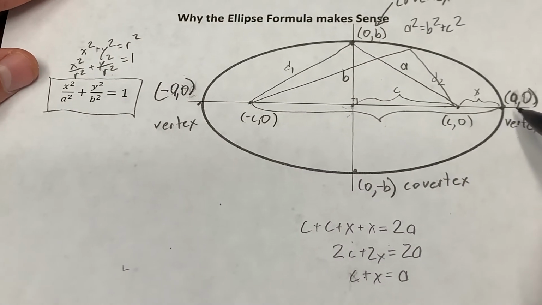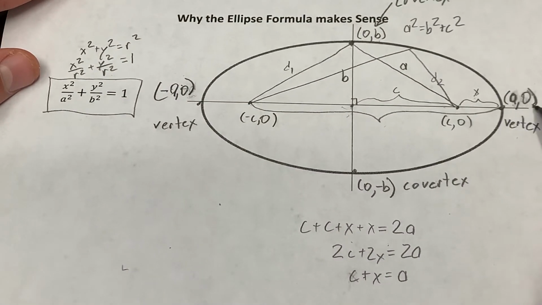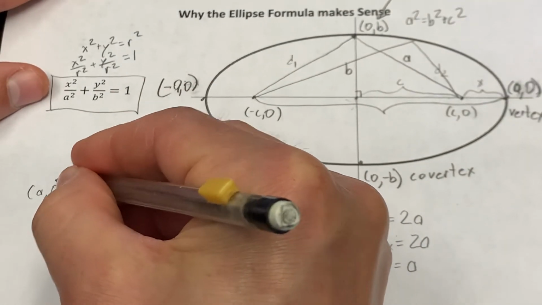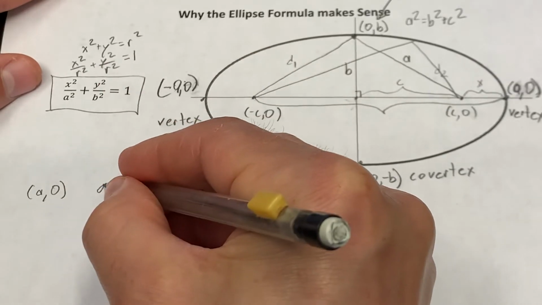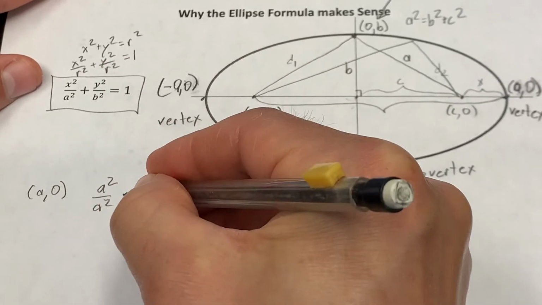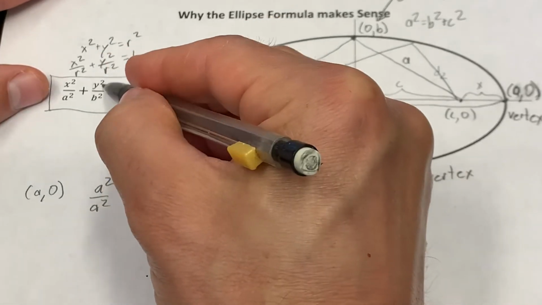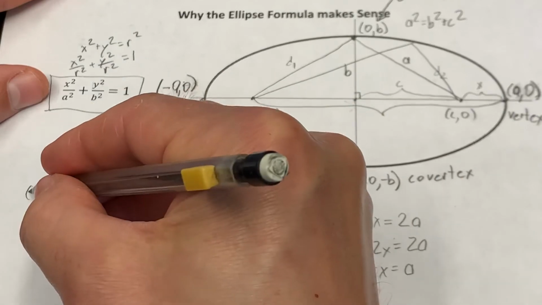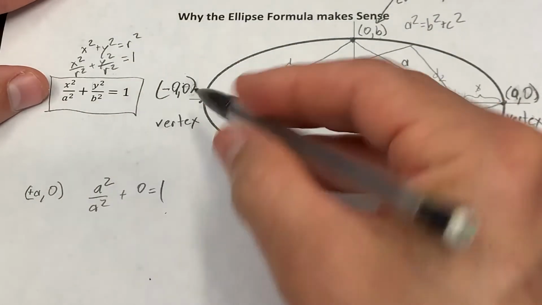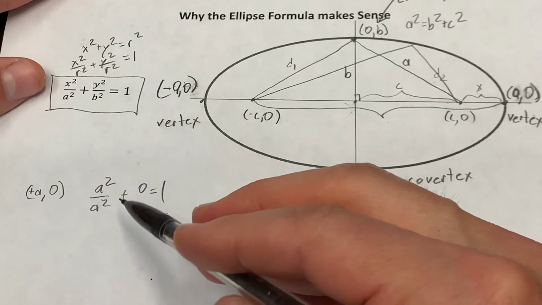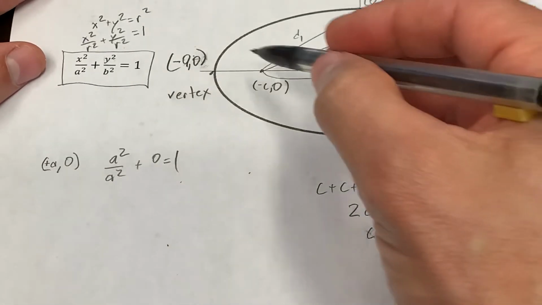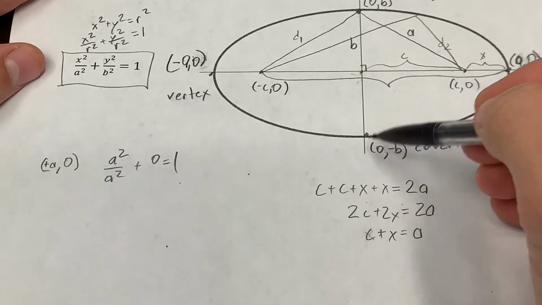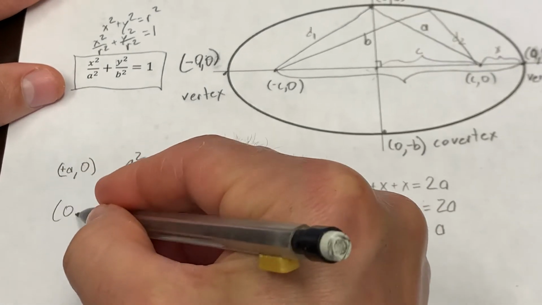You need an equation where A, 0 satisfies the equation. Well, what about A, 0? That's going to be a squared over a squared plus 0, right? Because this is y squared, equals 1. Well, that kind of makes sense. Does it matter whether that's positive or negative? Of course not. If you square it, it's still going to be 1. And so it makes sense because it goes through the vertices, and it also goes through the co-vertices.